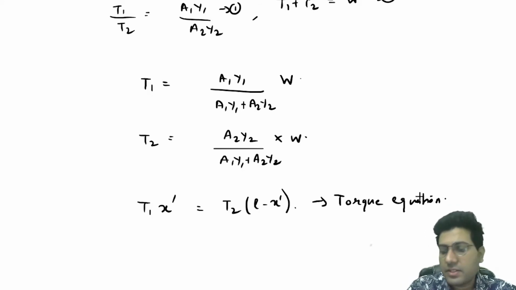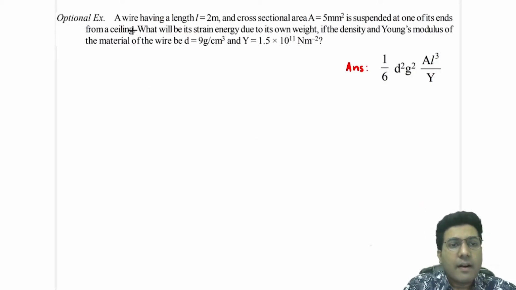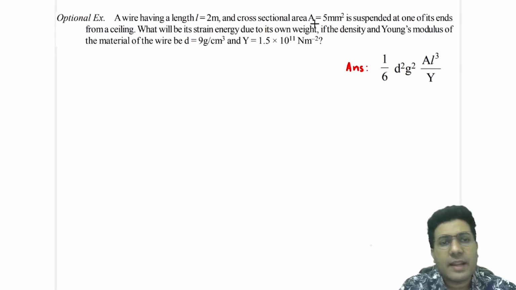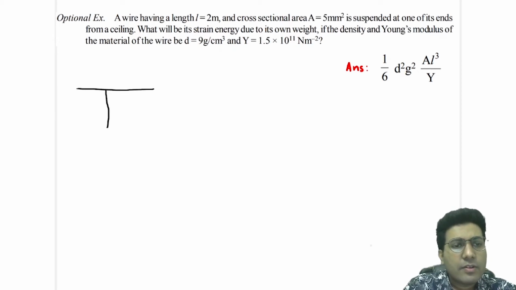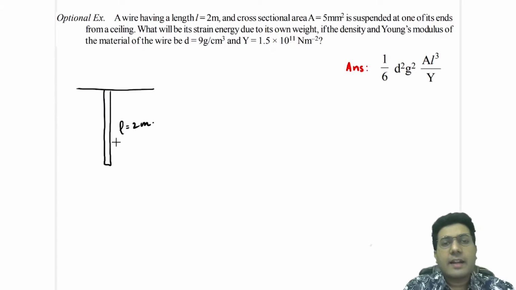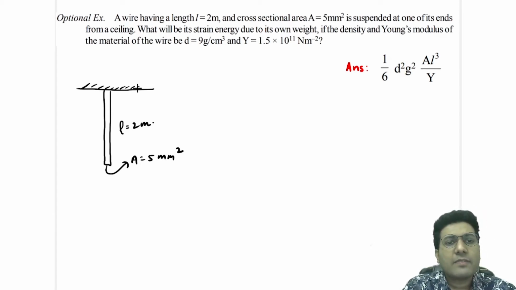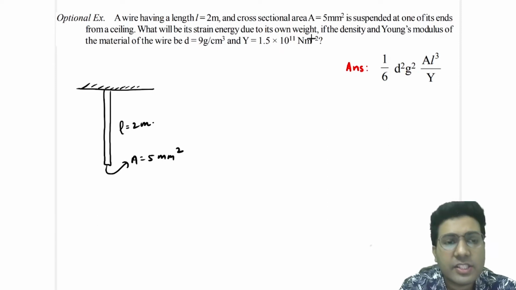Now the next question is a wire whose length is given as 2 meter and cross sectional area is 5 millimeter square. So we have a wire whose length is 2 meter and area is 5 millimeter square, suspended at one of its ends from a ceiling. So this is the ceiling. What will be its strain energy due to its own weight? So this time they are asking the strain energy due to its own weight.